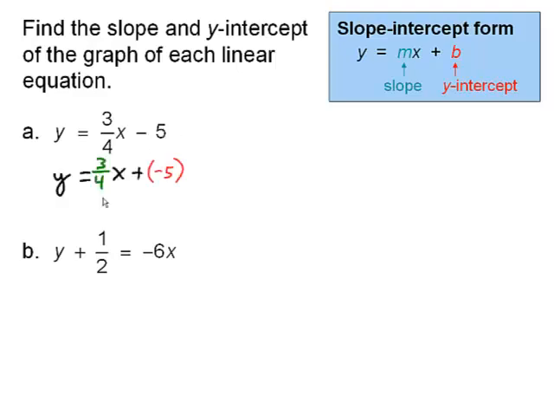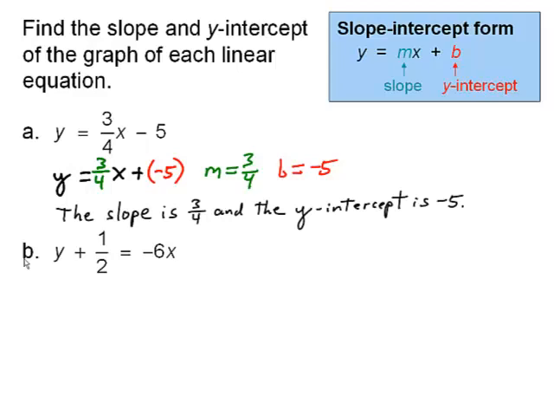So let's do that. So here's the slope-intercept form. y equals 3/4 x plus negative 5. So we're multiplying x by a number and adding another number. So for this equation, m equals 3/4 and b equals negative 5. And we know that m represents the slope and b represents the y-intercept, so we can answer the question. The slope is 3/4 and the y-intercept is negative 5.